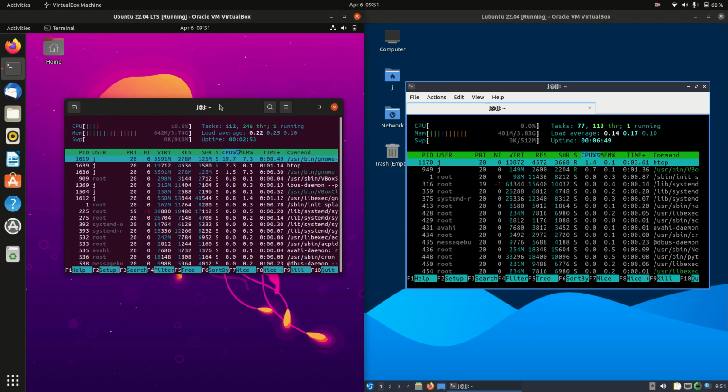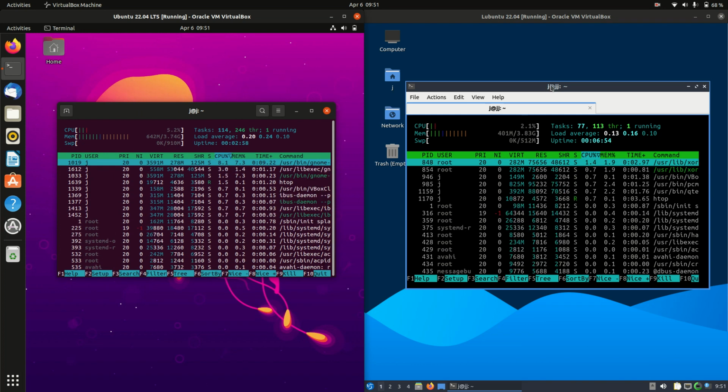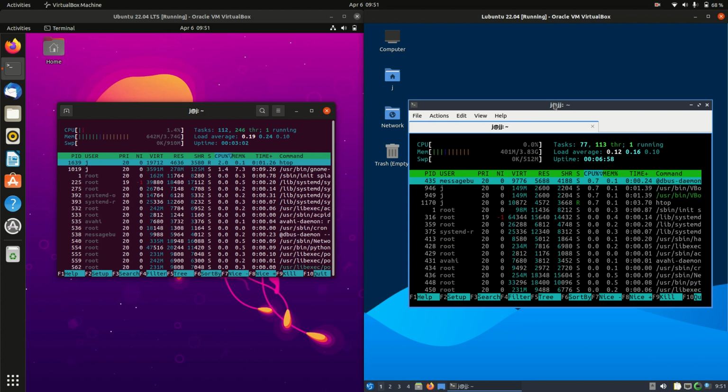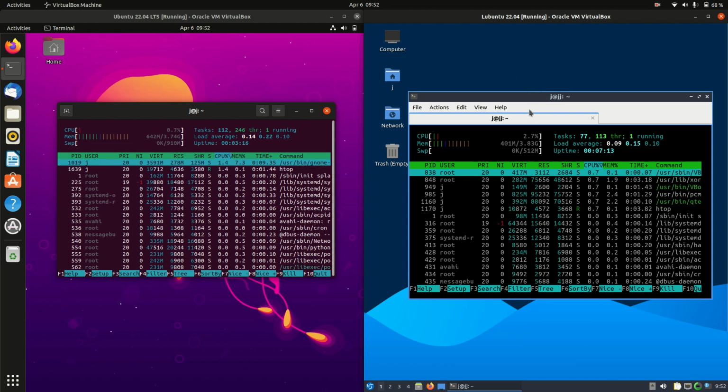So 650 megabytes of RAM on boot up, roughly, for Ubuntu. And then we've got 400 megabytes of RAM, roughly, on boot up for Lubuntu. So basically 250 megabytes of RAM difference. So Lubuntu, the L of which, of course, stands for Light, or Light Ubuntu, you could say. Technically, it stands for LXQt Ubuntu, but same difference, much of a muchness.